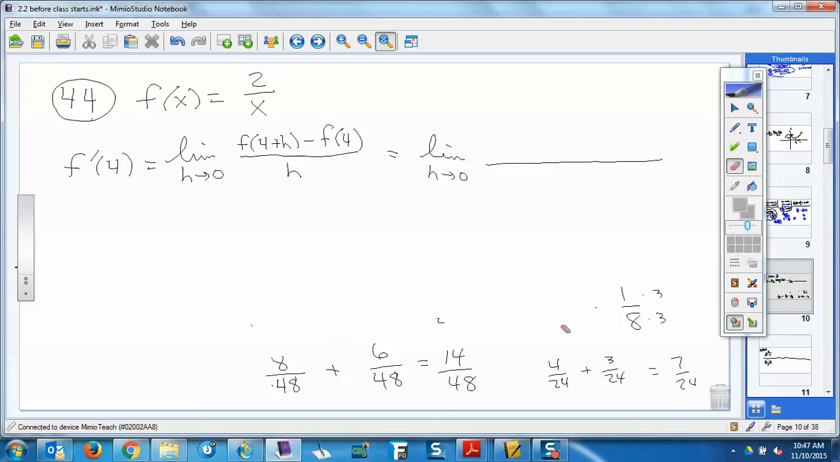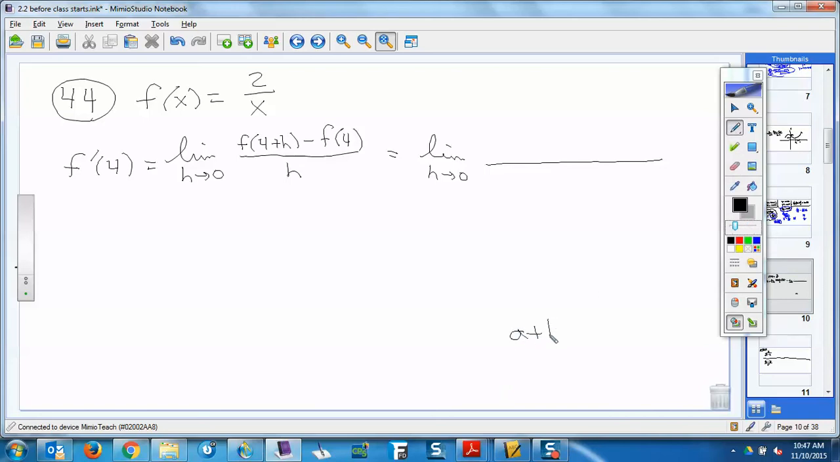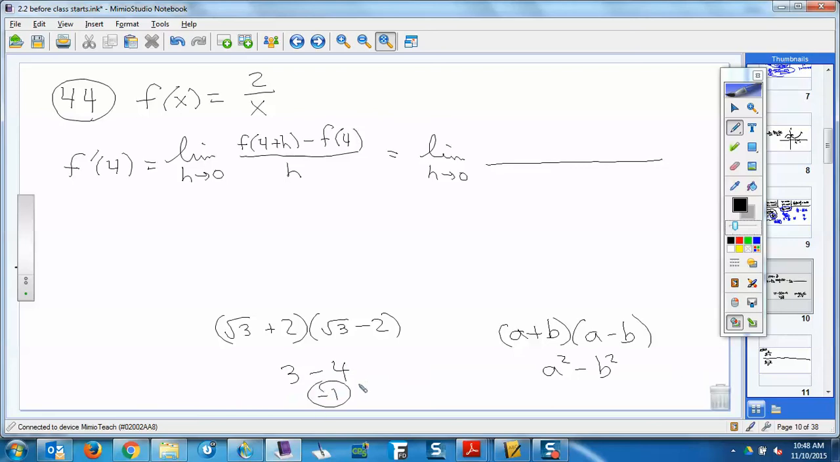The third algebra method we're going to do involves square roots, and you're going to have to be able to multiply by the conjugate. Now the conjugate is, if I have a plus b, then the conjugate of that is a minus b. Because what nice thing happens when you multiply a plus b times a minus b? You get a squared minus b squared, and the outers and inners drop out. Why is that a good thing? Because if you have square root of 3 plus 2, if you multiply that by square root of 3 minus 2, what do you get? 3 minus 4, which is negative 1, and the square roots are no longer there.